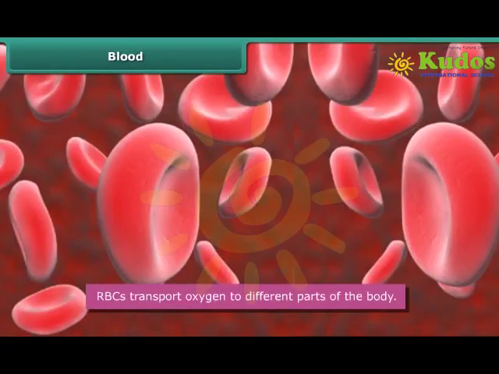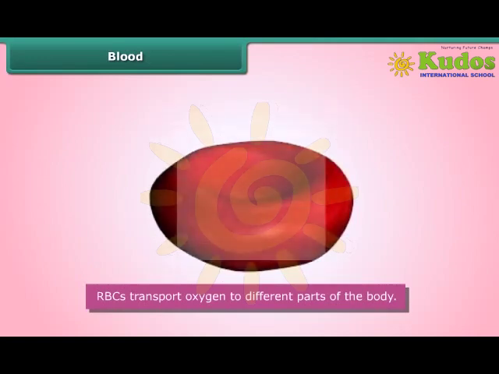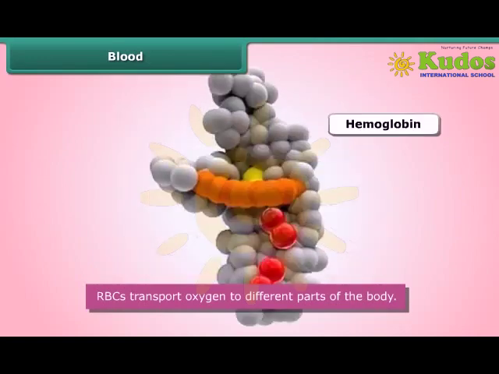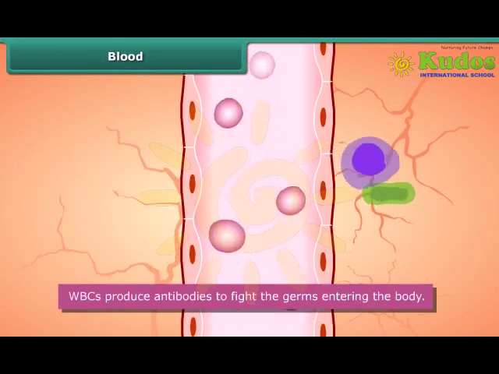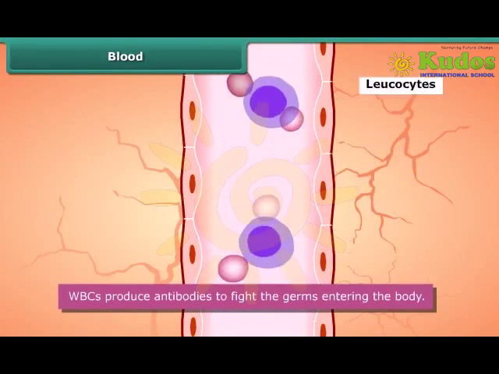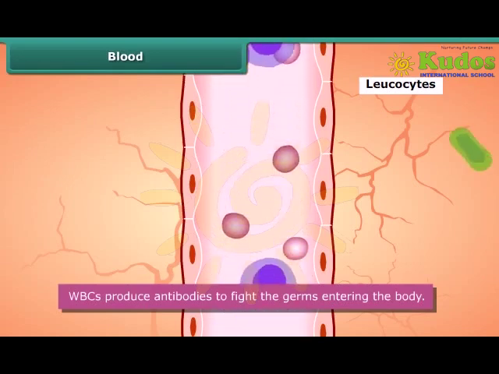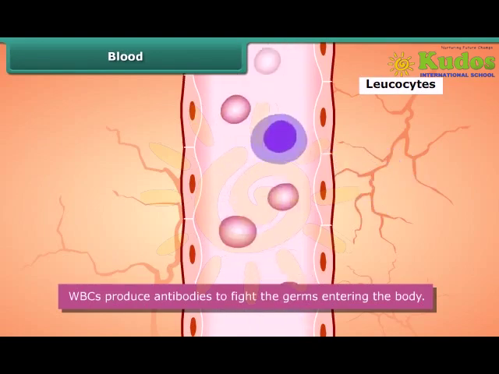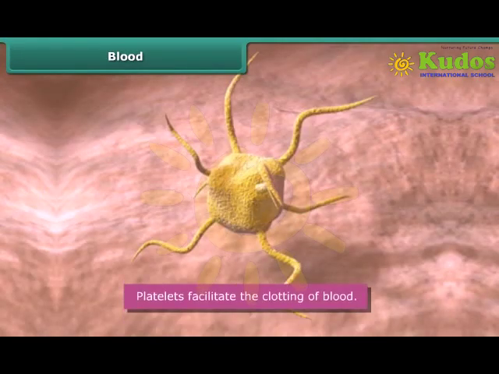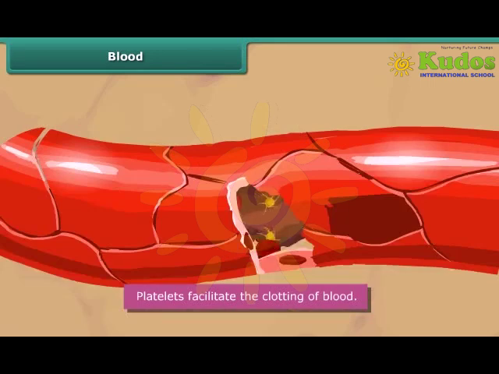RBCs are also known as erythrocytes. They are disc-shaped. They contain a protein called hemoglobin, which is rich in iron and gives the blood its red color. Hemoglobin transports oxygen to different parts of the body. WBCs are also known as leukocytes. They come in many different shapes. They produce antibodies to fight the germs entering the body. Platelets. Platelets are also known as thrombocytes. They are oval in shape. They facilitate the clotting of blood.